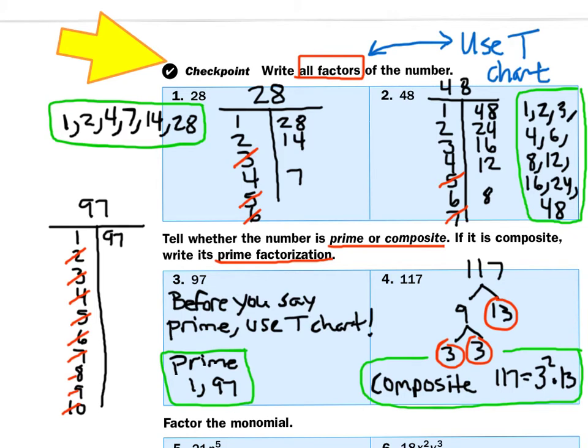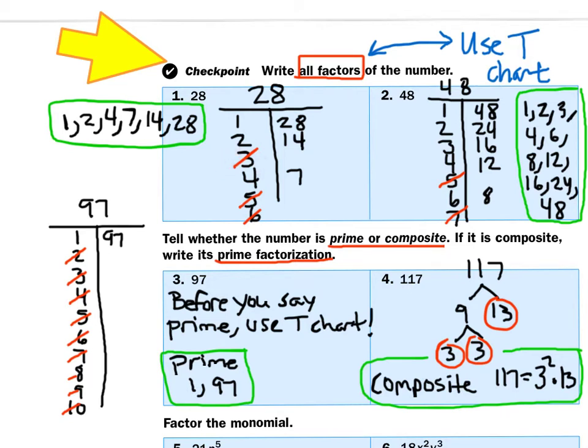Okay, so take a look at the checkpoint here. Write all the factors. Remember, when it says all factors, use the T-chart. And so they want me to find all the factors of 28. So I wrote 28, and then I did a big giant T. Start with 1. 1 times 28 works. Then go to the next number, 2. 2 times 14 gives us 28. Then you should try 3.